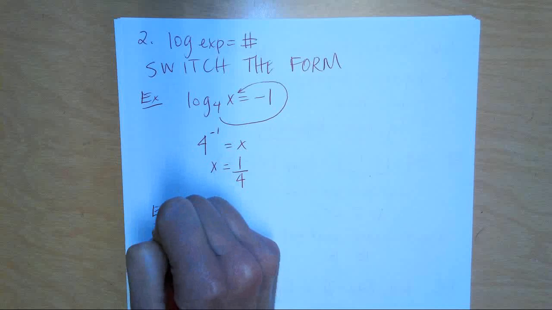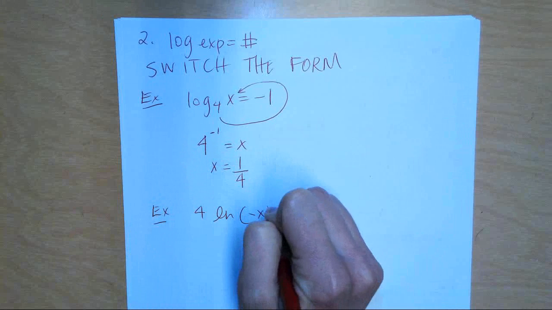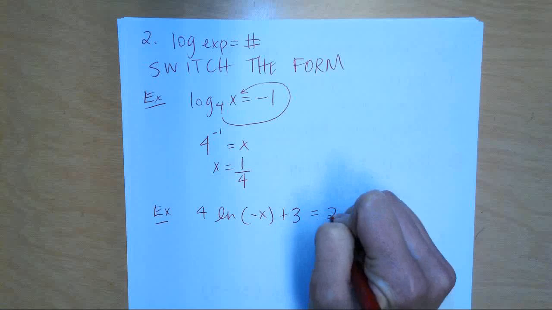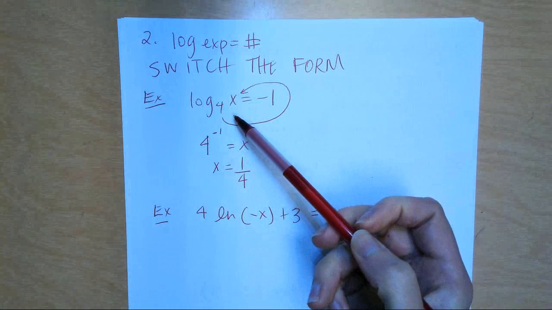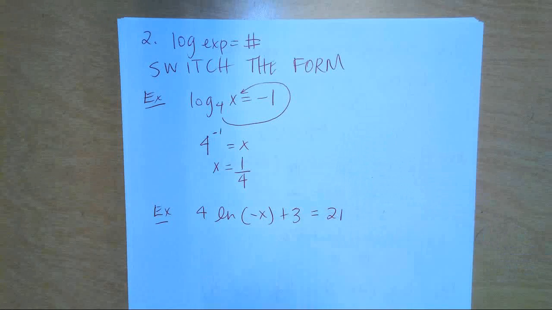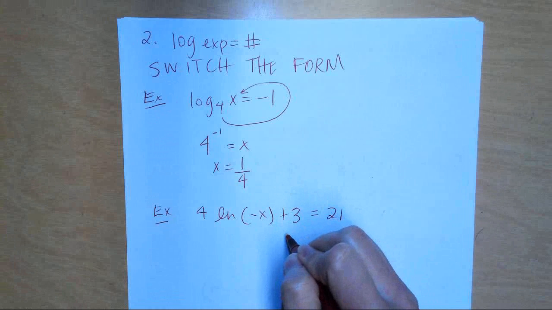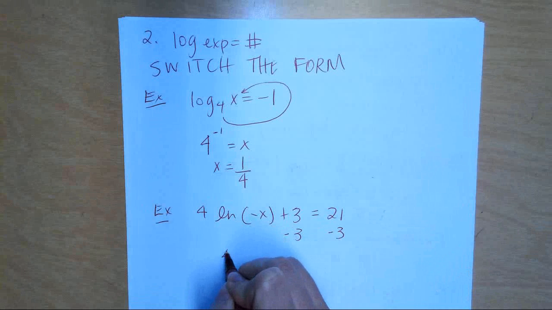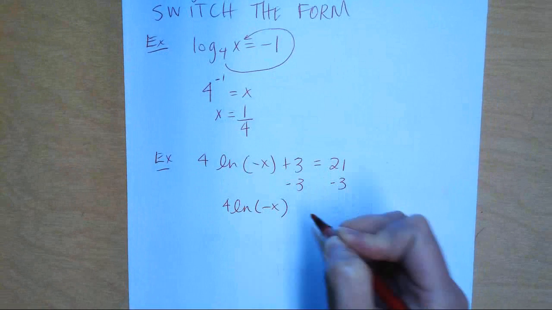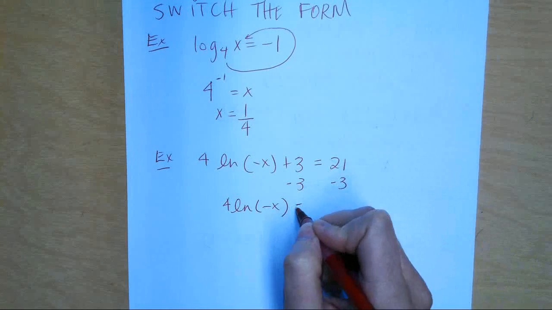Another example. We have 4 ln of negative x plus 3. Sorry, actually, we didn't check. If we plug in 1/4, is that okay? Yes. Now, do we have a log expression equal to a number? No. Can we make it that way? Yes. What do we do first? Subtract 3. So 4 ln of negative x is going to be equal to 18.